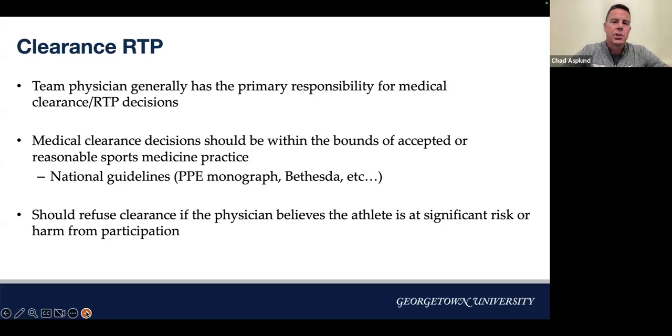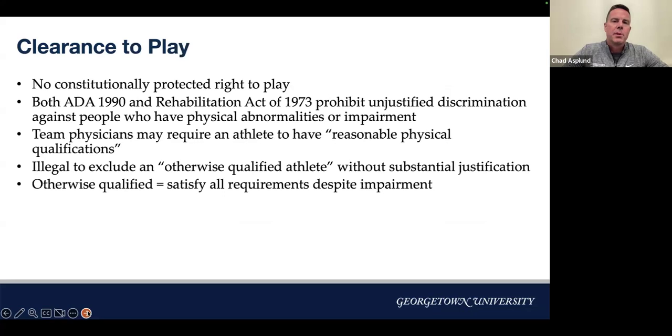And the team physician should refuse clearance if they believe that the athlete is at significant risk of harm from participation. A lot of us think this way, and a lot of us do this, but there are some cases where there have been lawsuits against physicians or institutions that had barred the right to play. And we'll talk about who has the final say, who has that legal protection, in a little bit.